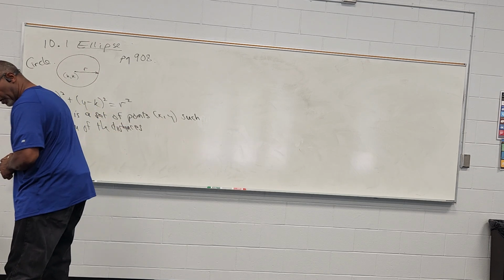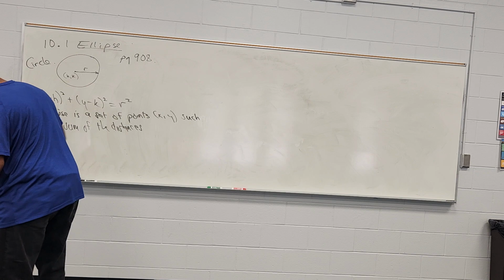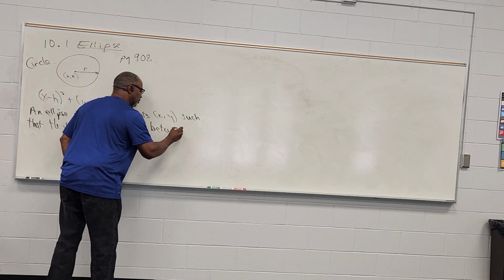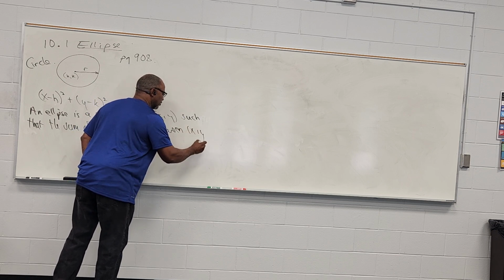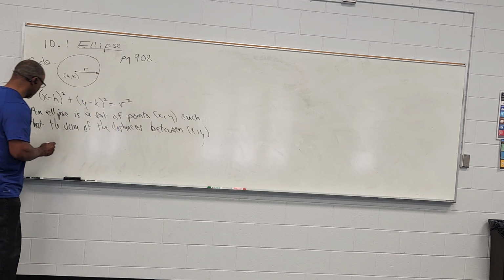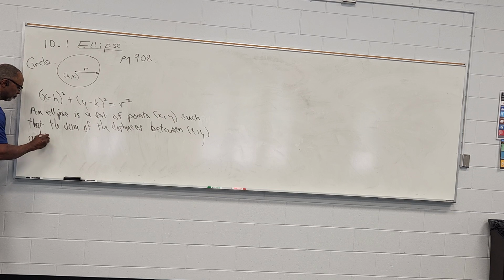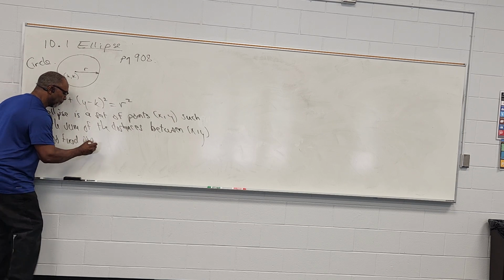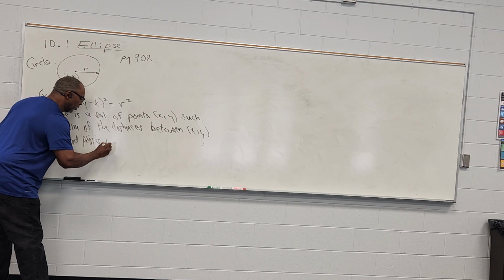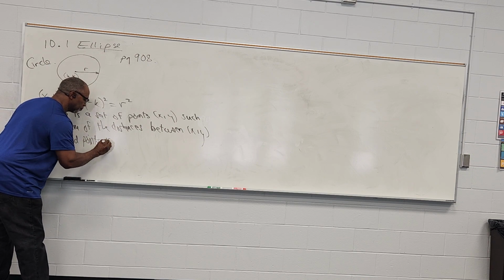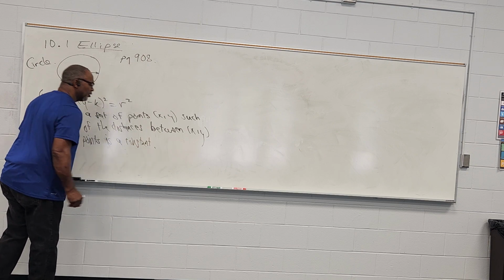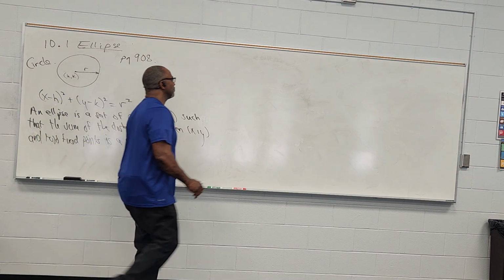between x, y, and two fixed points is a constant. Between that point x comma y and two fixed points is a constant. Okay? The two fixed points are called the foci.